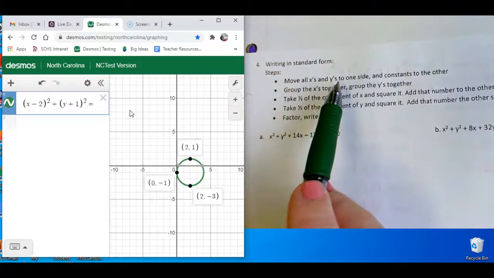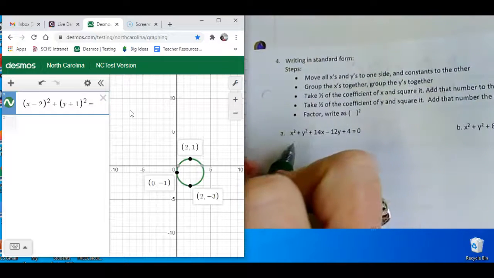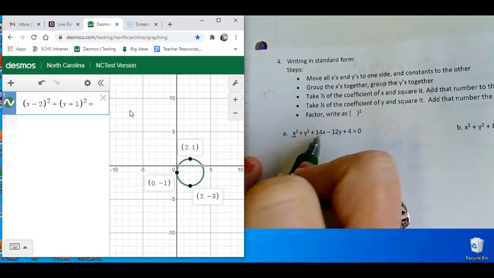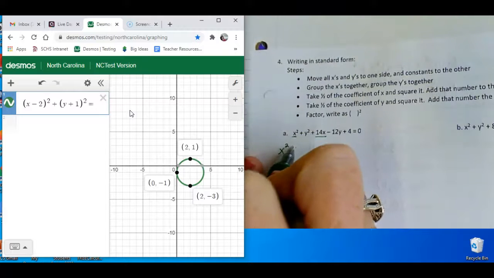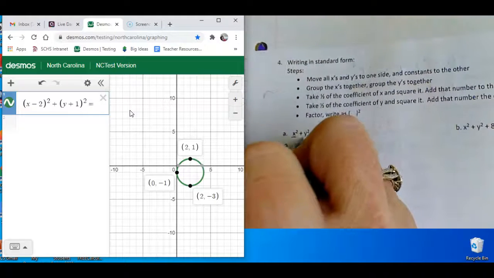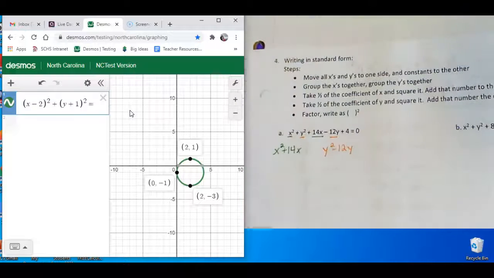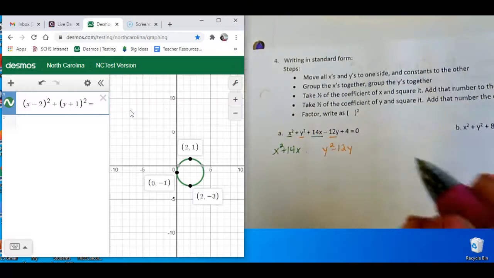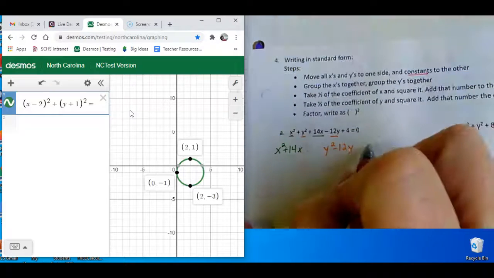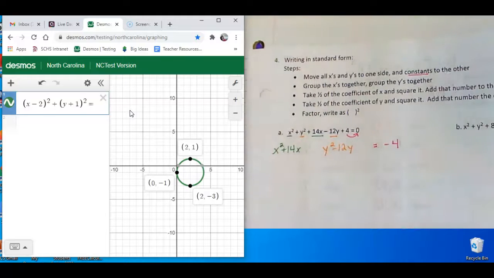What it says is move all x's and y's to one side and constants to the other side. Okay, what I'm going to do is anything that has an x, I'm going to put it together, and I'm going to leave a little space. Then I'm going to take anything with a y, and put it together and leave a little space. And then the 4, because it's a constant, I'm going to move it to the other side. When you move it, it becomes -4.